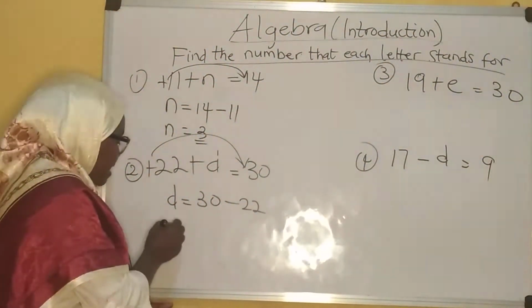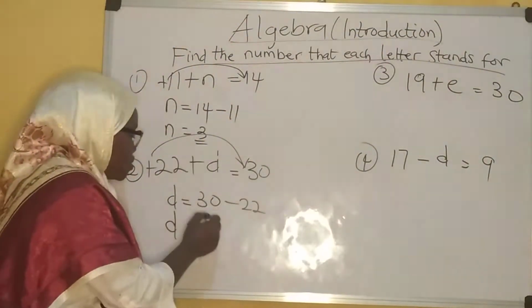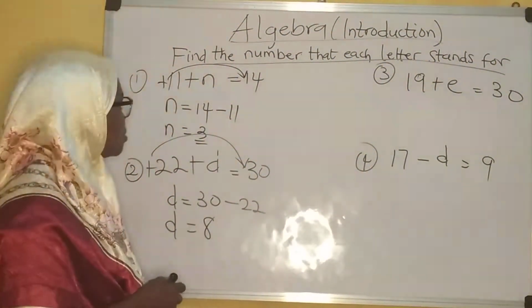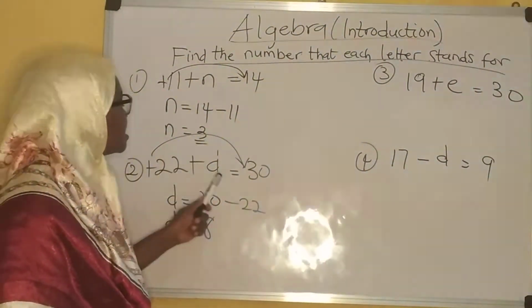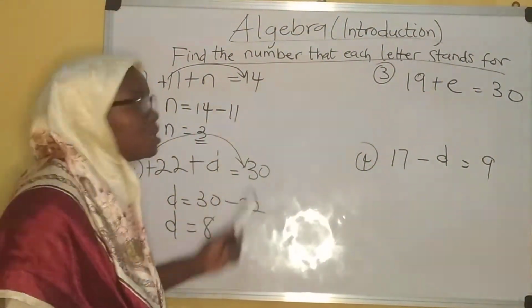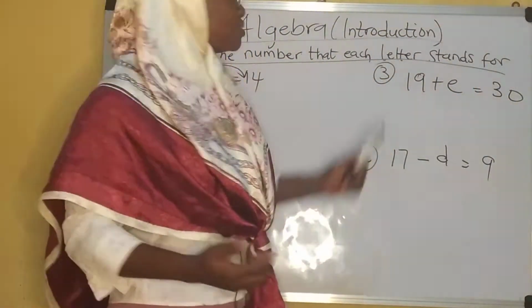All right. So my d will now be equal to what? 30 minus 22, and that is 8. So my d equals 8. Meaning that if I put 8 here, it will now be 22 plus 8, and that will give me what? 30. All right. If you agree with me, then let's move on to this example.